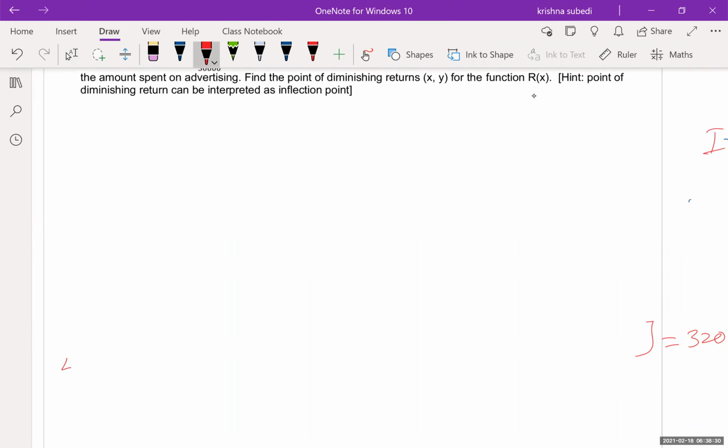Okay, question number 4a. The question is f of x equals x cubed minus 6x squared plus 12x plus 5. Sorry, minus 5. This is my question.